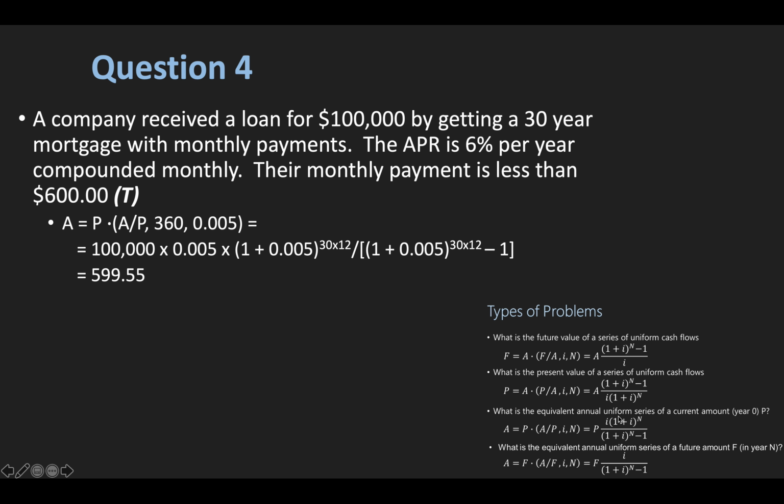This is what we want to use. Put P here. I is 0.005. Same I here. N is 360. Same thing, we put all the numbers down here. And after the calculation, we get $599.55. That's the monthly payment. So it is true that it's lower than 600. Not by much, but it is lower than 600. But that's question 4.